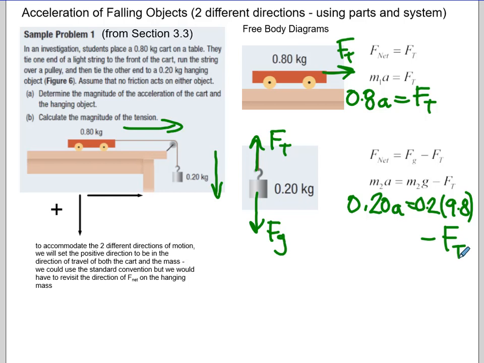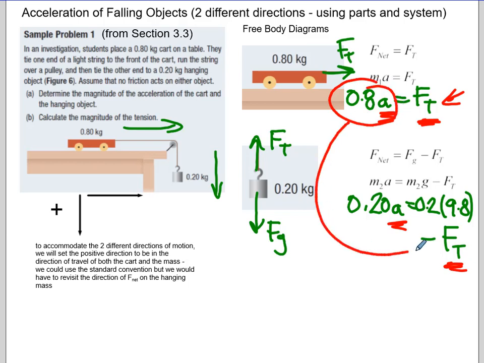However, and here's the key, and this is how you solve this problem: the acceleration up here is the same as the acceleration here, because it's system acceleration. The tension force between those two objects has to be the same. So what you can actually do is a linear system, just like you did in grade 10 math, and make a substitution. In this case I've got Ft already isolated, so I can take the 0.8a and substitute it in for Ft.